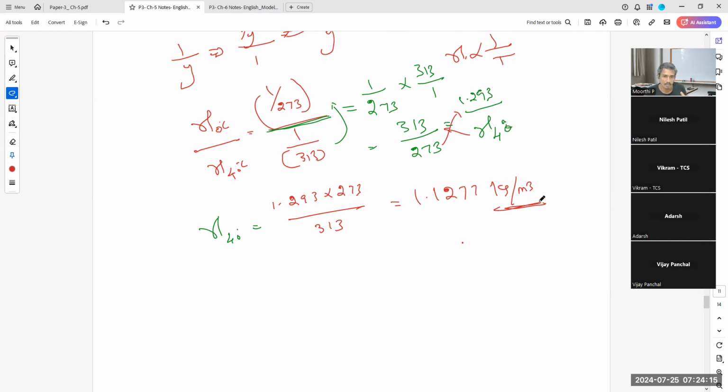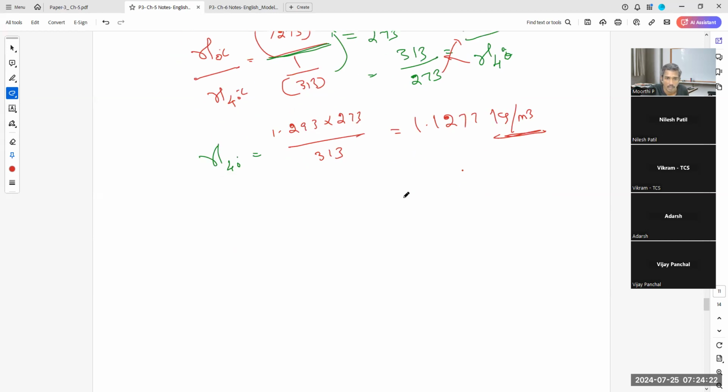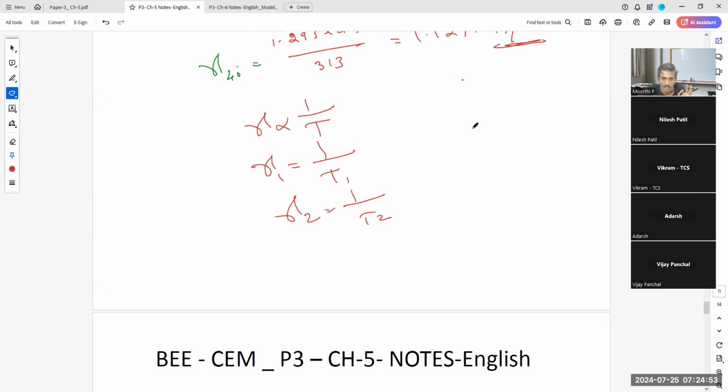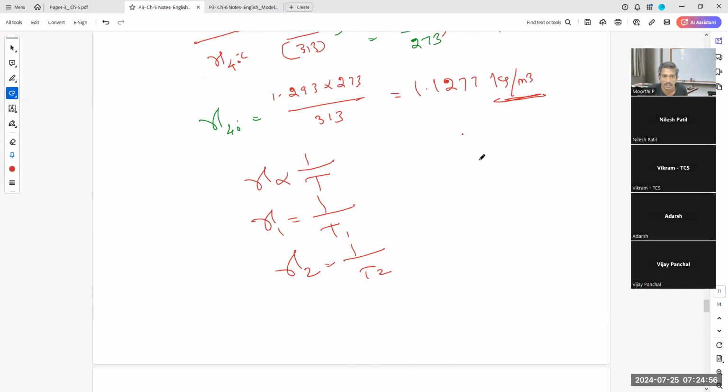Yes, sir. So division, multiplication, you have to properly understand, directly or inversely. You have to know this very well. Density is inversely proportional to temperature. Then you can write it like this also. If they give two values, you can write density 1, T1, density 2, T2. They will give temperature 1, temperature 2, density 1, and you have to find density 2. How to calculate? You have to equate both. Simple.